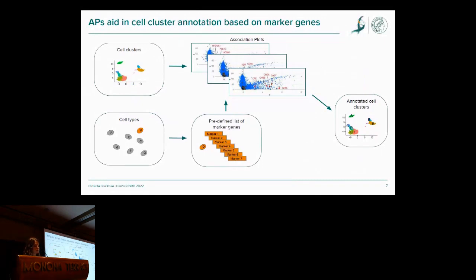We can also use association plots to annotate the cell clusters from our data to known cell identities. For this, for all of the cell clusters from our data, we can generate association plots. Then in the association plots, we can highlight the marker genes for cell identities or cell types of interest, and the marker genes will be located in the right bottom part of the association plots. These would be the marker genes for a given cell identity. And this is how we can use association plots for annotating the cell clusters to cell identities.